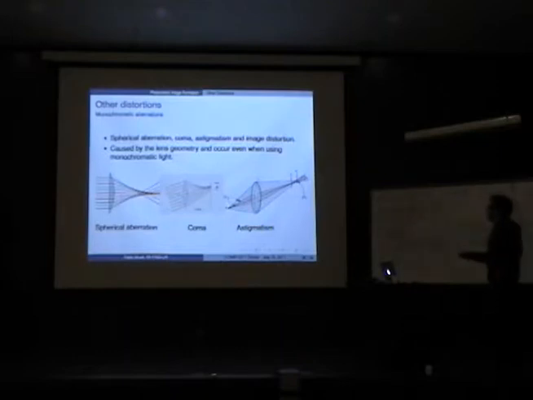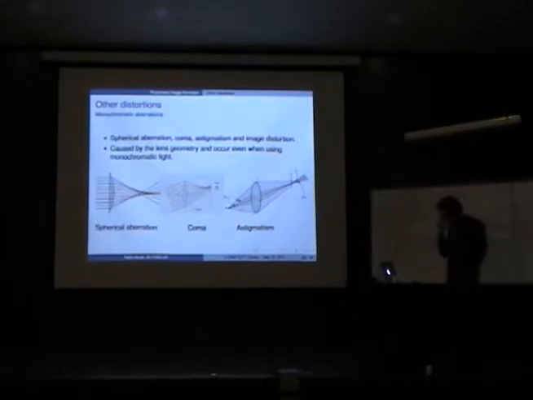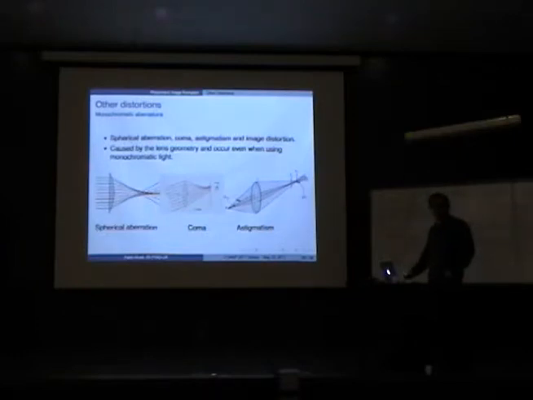There are other distortions that are not modeled by what I have seen up to now. First, we have monochromatic aberrations, typically spherical aberrations. The rays don't cross at the same point here. You can see the rays. So even with monochromatic light, you have this kind of effect. This is called coma, and this is called astigmatism. I won't talk about that because I'm not a physicist. But these are aberrations that are not taken into account by the model I have talked about up to now.